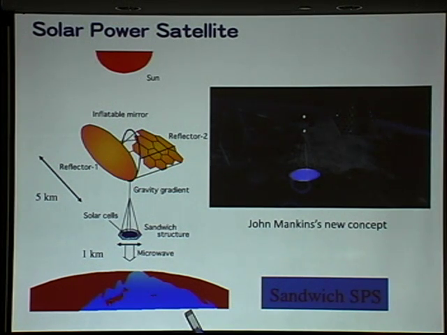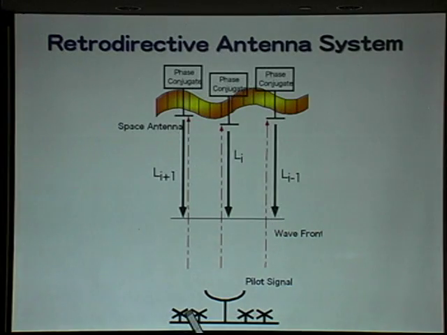So the microwave transmitter antenna may be moving, so we need some control system to control the output phase. So we are developing a retro-directive antenna system. We transmit a power signal from the ground to the space antenna, and each antenna element receives the power signal and makes a conjugate phase of the power signal.